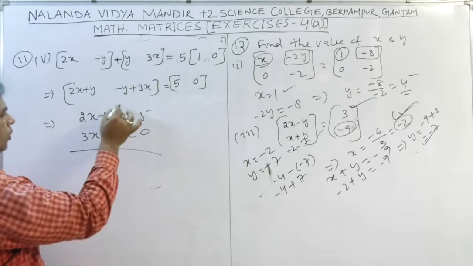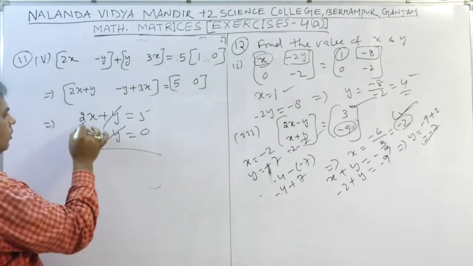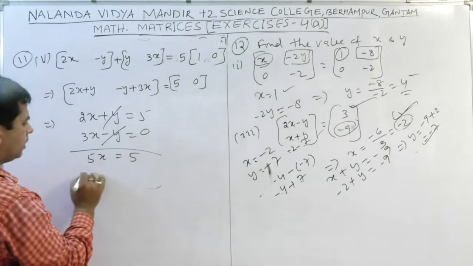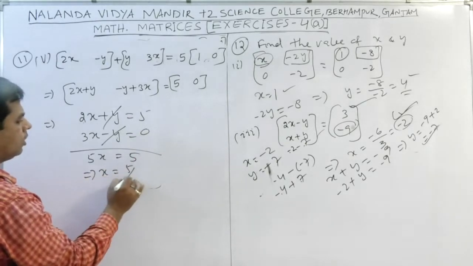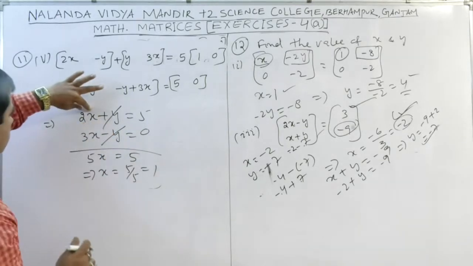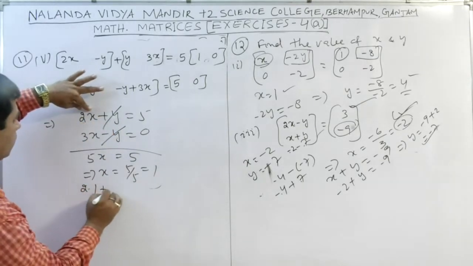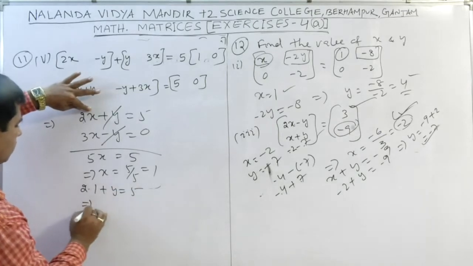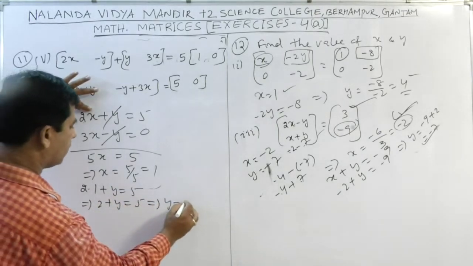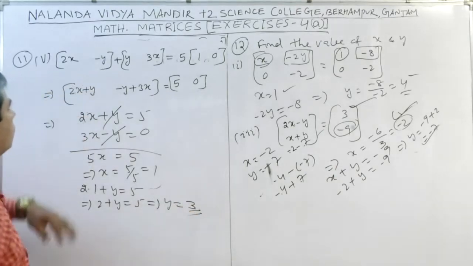If we add, plus y minus y cancel out, 2x plus 3x, 5x is equal to 5 plus 0, 5. This implies x is equal to 5 by 5 is equal to 1. If we put x is equal to 1 in this equation, 2 into 1 plus y is equal to 5, this implies 2 plus y is equal to 5, this implies y is equal to 5 minus 2 is equal to 3. Okay?